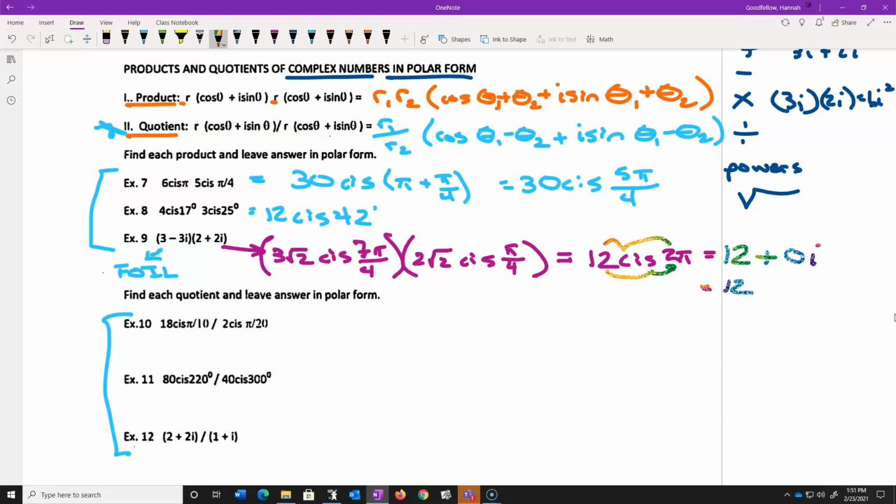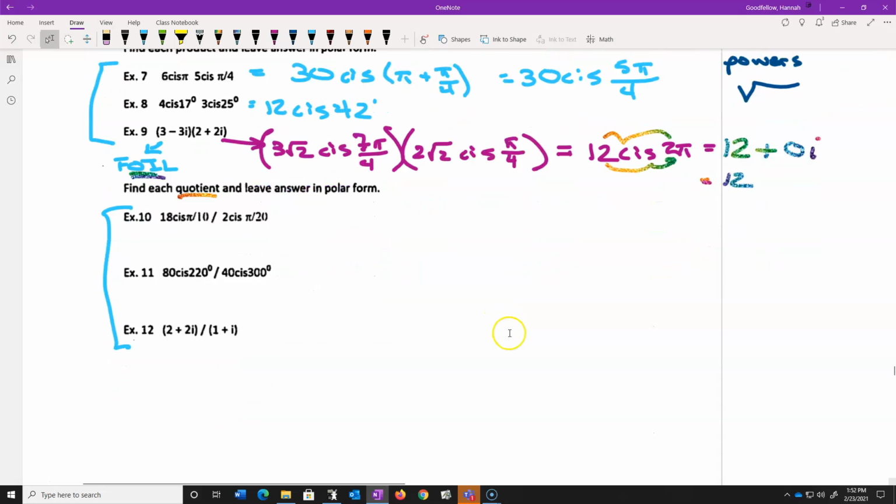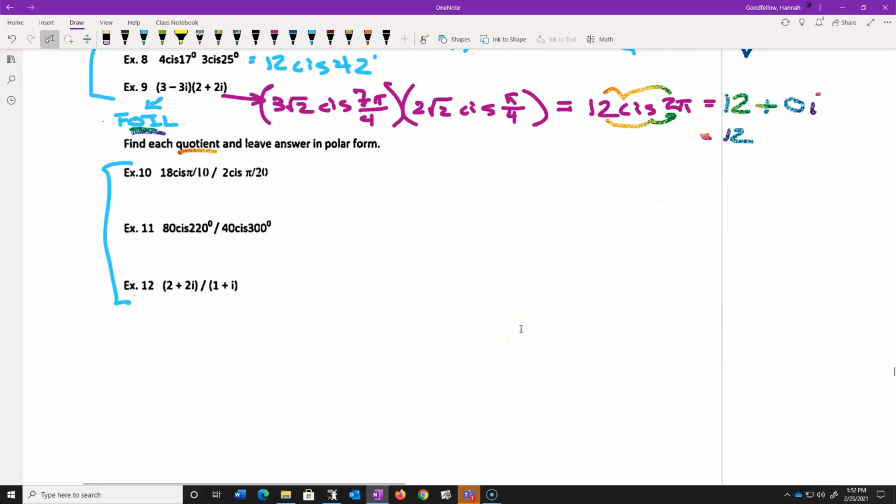Okay, now that seemed like a roundabout way to get there, but the idea here is that the foiling concept and the product concept would be exactly the same deal. Now, I don't think it's really showing its face as being like the best way to go right now, but in quotients, it absolutely does shine, is where this thing really starts to take off. So let's try some quotients where we subtract the angles.